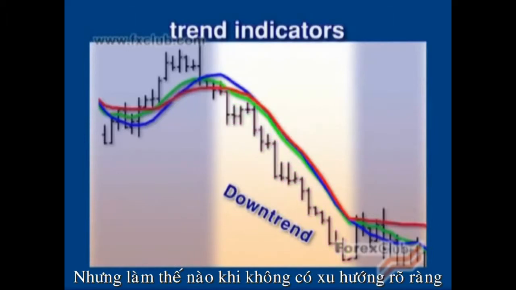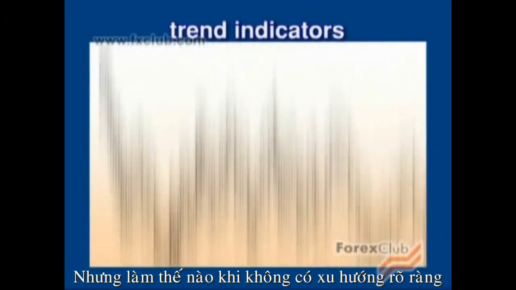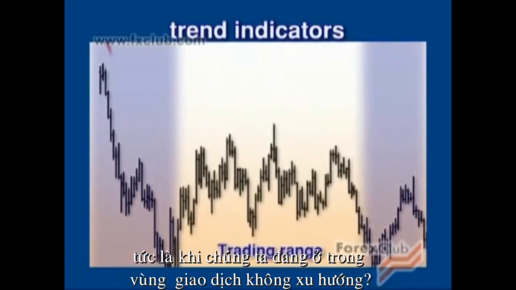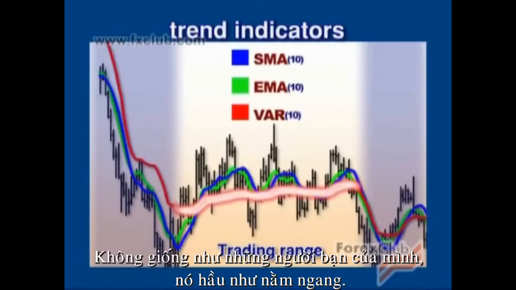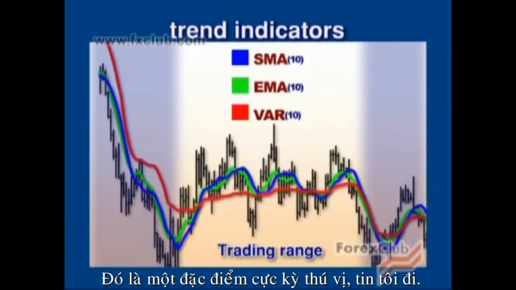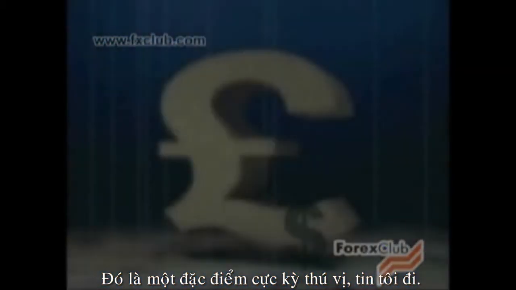But what about when there is no overriding trend? I mean, when we are in a trading range. Watch how the variable moving average fluctuates. Unlike its friends, it's almost flat. Trust me on this one when I say this is a very interesting feature.